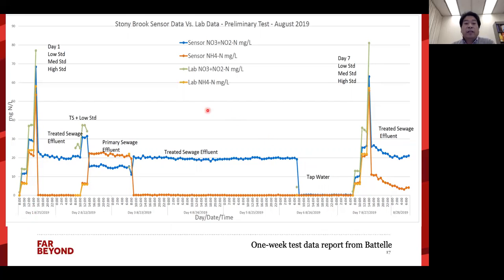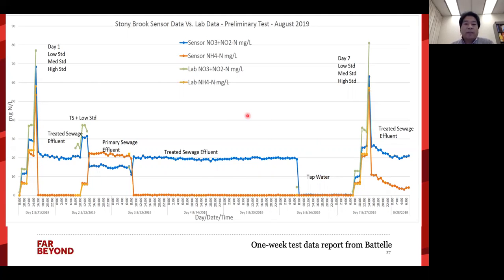So you can see, let me say this is yellow color. That's the lab data for ammonium. What's the sensor? The orange color, this is the sensor data for ammonium. We can take a look at the comparison. It's almost overlapping all the time, right? It agrees with each other very well.